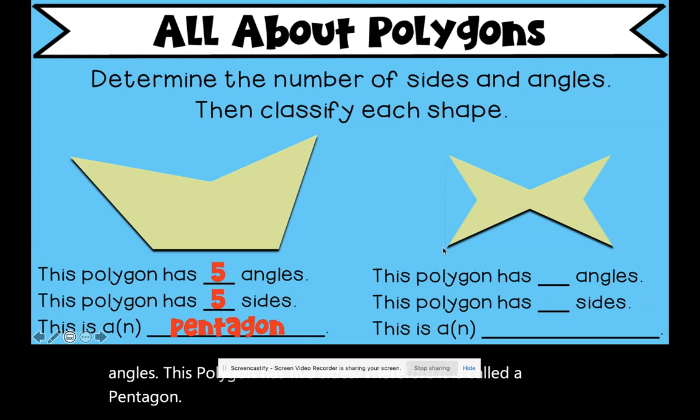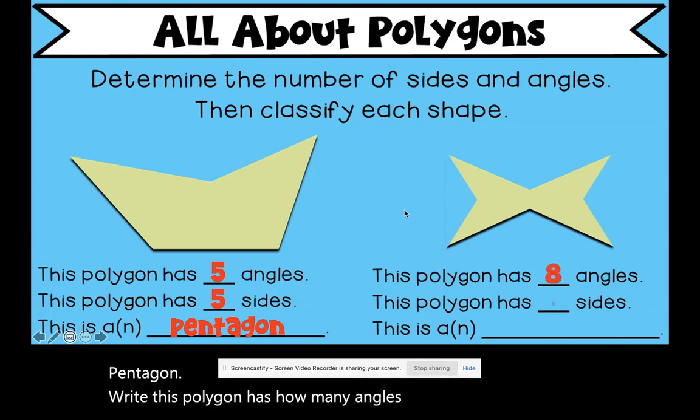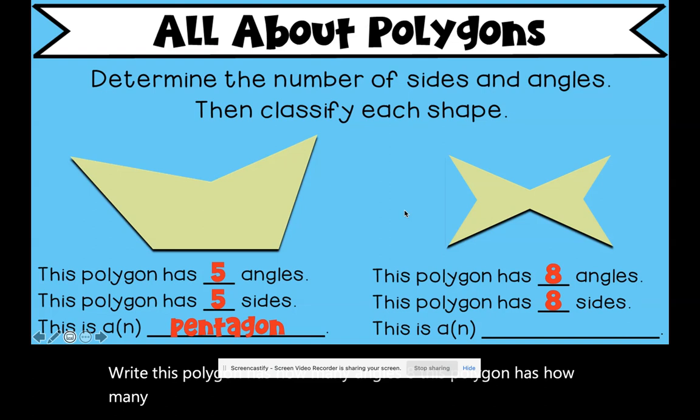All right, this polygon has how many angles? 8. This polygon has how many sides? 8. This polygon is called an octagon.